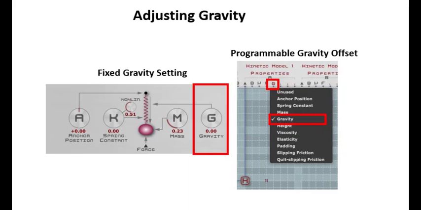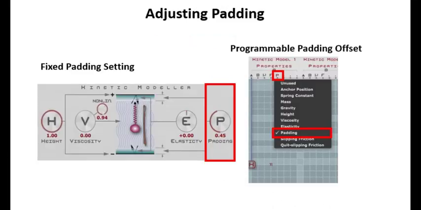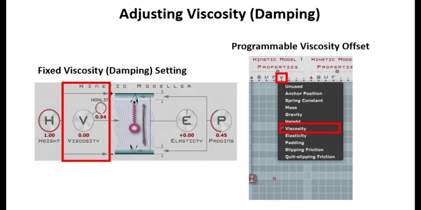The mass may oscillate due to the spring, or it may bounce between the top and the bottom edges of the container, or it may bounce along the bottom edge of the container. The padding parameter can be used to emulate deformation of the container when the mass bounces. Viscosity slows any motion of the mass.